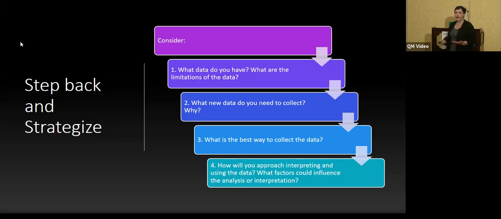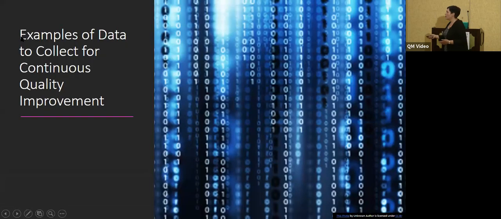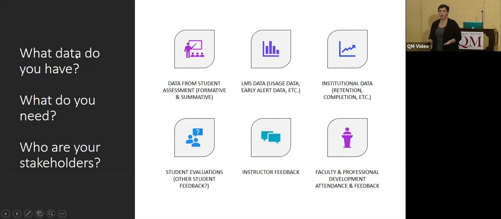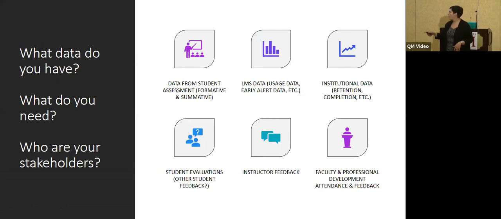So, some examples of data that we can collect for continuous quality improvement. Data from student assessment, and that includes both formative and summative assessment, right? So those knowledge check quizzes that we put in our courses, those smaller assignments that are intended to allow us to give feedback for student improvement, and then those larger summative assessments.